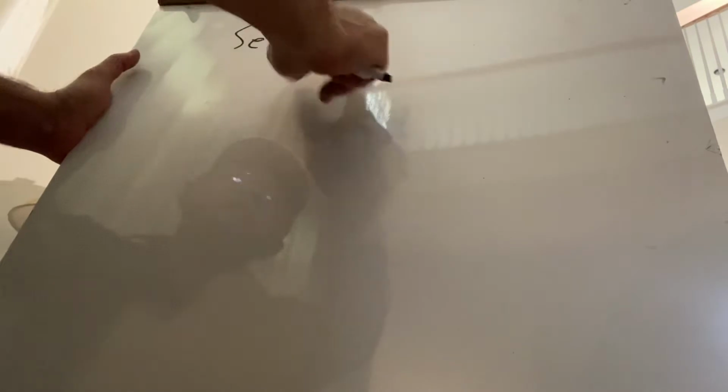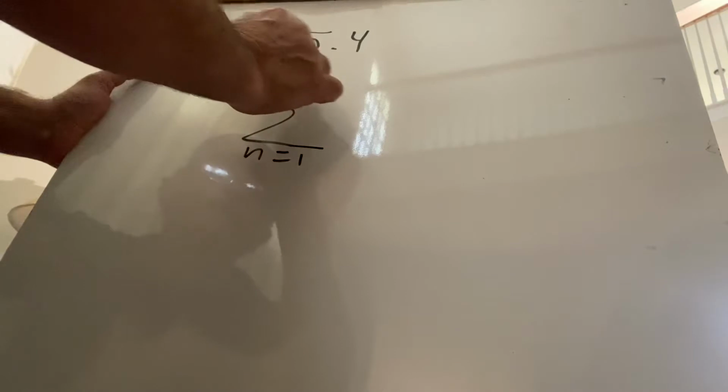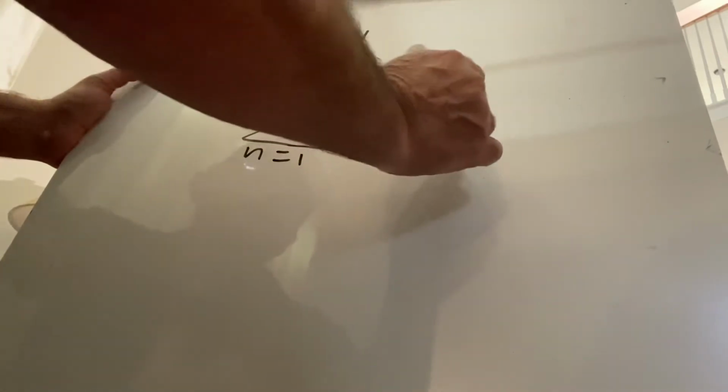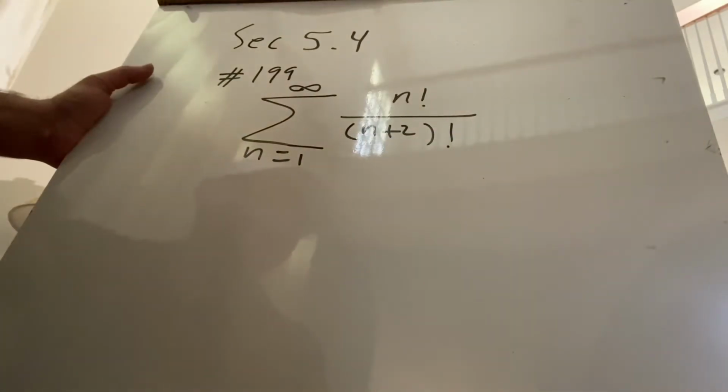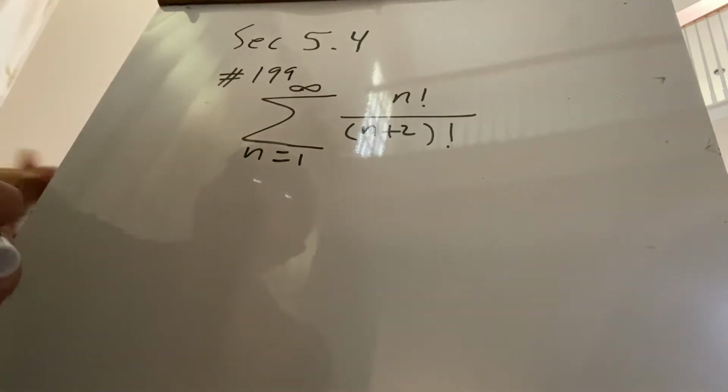Hi guys, there was a question from one of the homework assignments from section 5.4, problem number 199. So basically we have an infinite series, n equals 1 to infinity, n factorial over n plus 2 factorial. They ask us specifically to use comparison tests to decide if this series converges or diverges, okay?